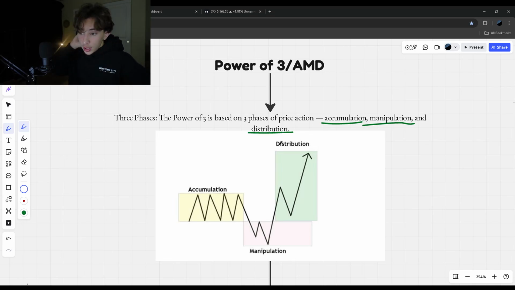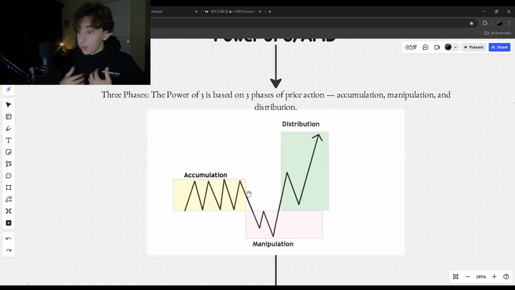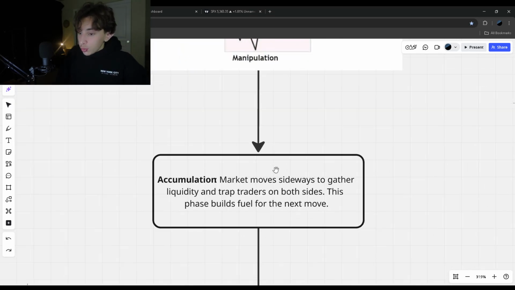And for anyone that's watched my previous videos, I say this every time when I'm talking about my model: I always look for accumulation, I always look for manipulation, and then I enter on distribution. Well, actually, today we're gonna get into what that really means.